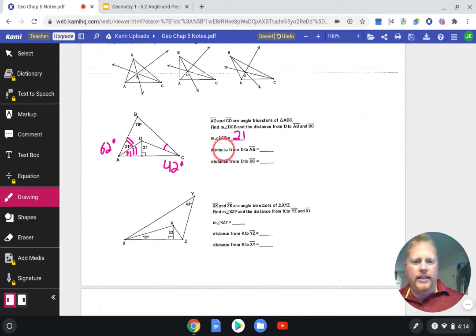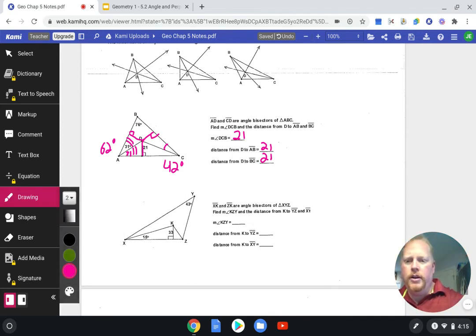Let's take a look at the next thing, the distance from point D to line AB. We always measure the distance from a point to a line with a perpendicular line. Well, that's going to be the same distance as from point D to line AC, which is 21. And the distance from point D to line BC, that's also going to be 21. Okay? Hopefully that example made sense. Let's do the next one.